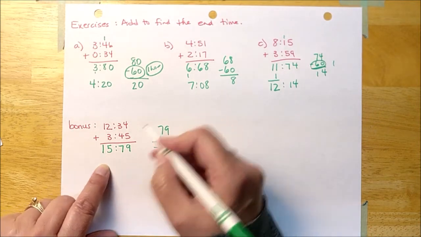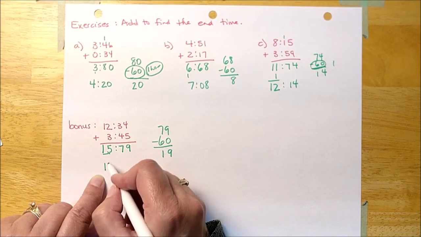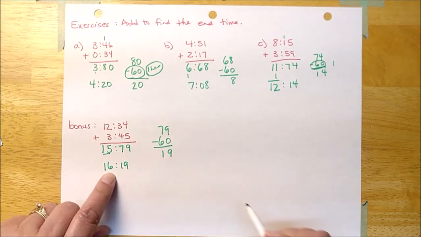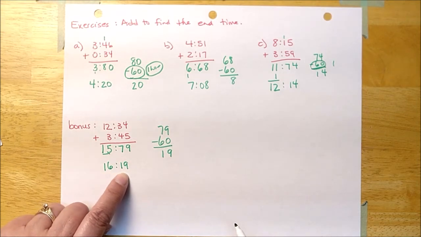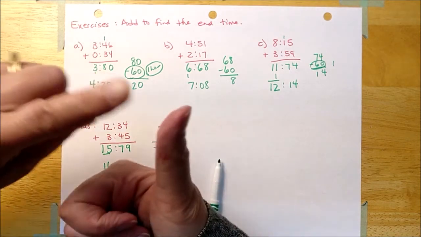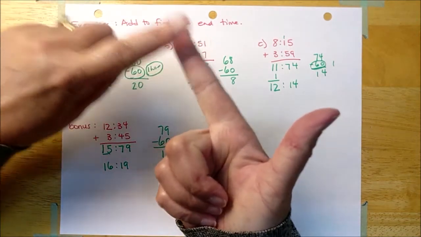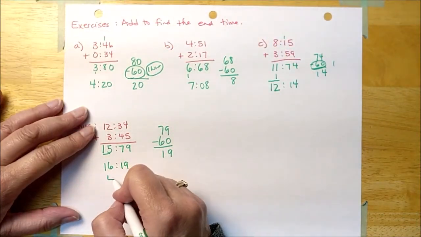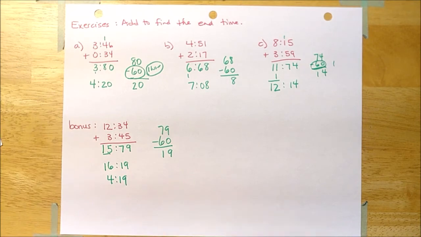We have that whole hour, which we need to add to this guy. So now he turns into 16. And we have 19 minutes left over. So 16:19. And if you don't want to leave that at 16, we could figure it out. So 13 would be 1. 14 would be 2. 15 would be 3. 16 would be 4. That would be another way of saying 4:19.